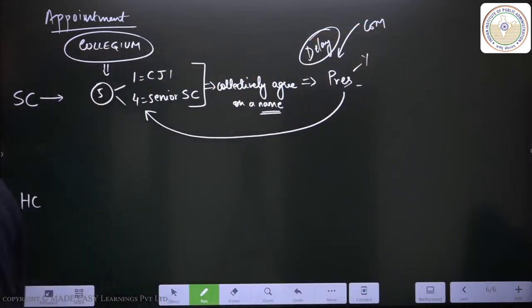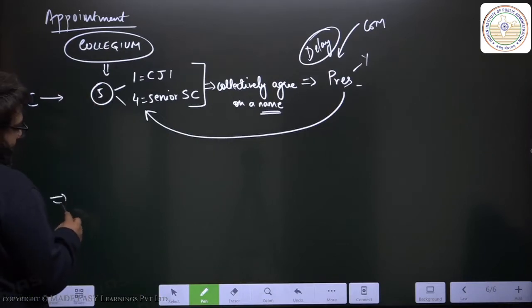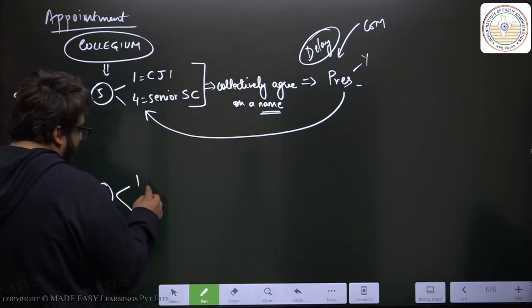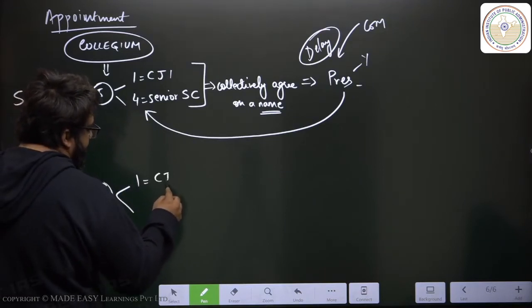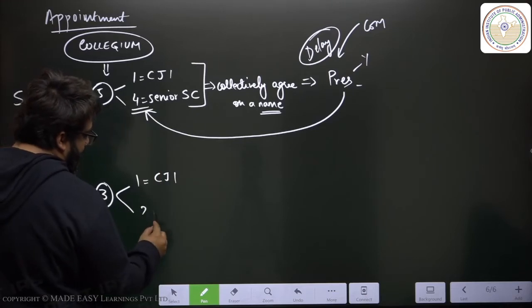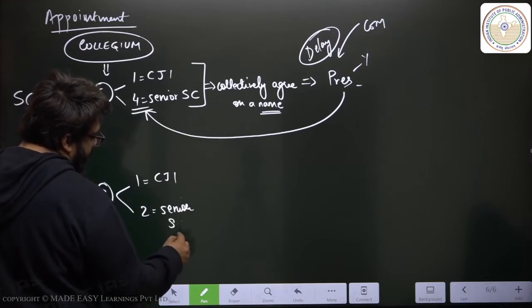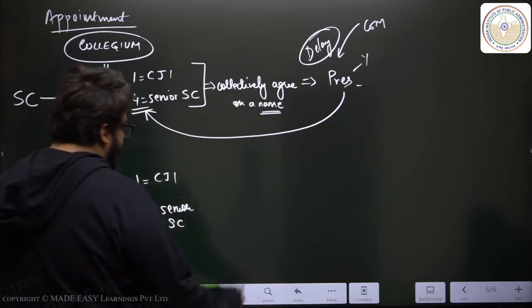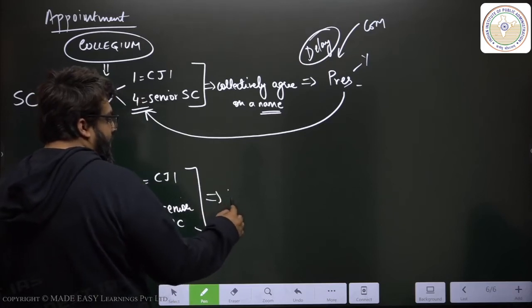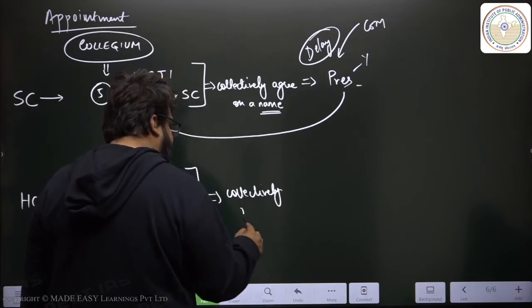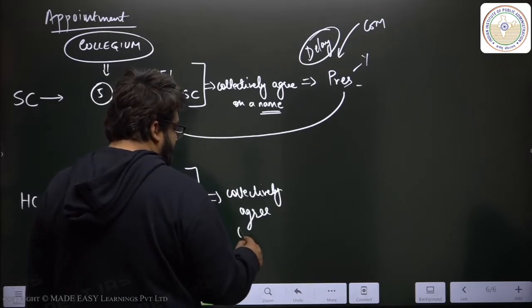Okay? As far as the High Court judges are concerned, this collegium of 5 people becomes a collegium of 3 people, wherein you've got one who's the Chief Justice of India, and instead of 4 senior Supreme Court judges, you've got 2 senior Supreme Court judges. They will collectively agree, same thing, on a single name.